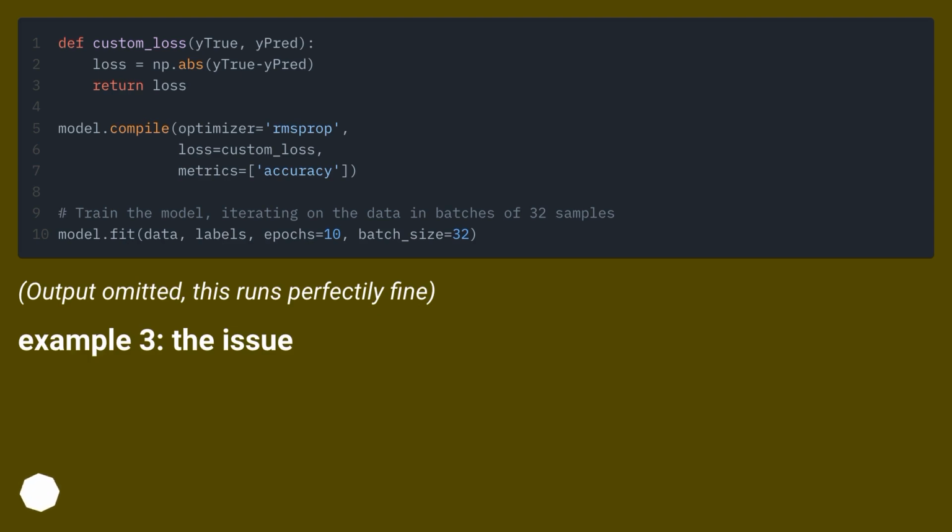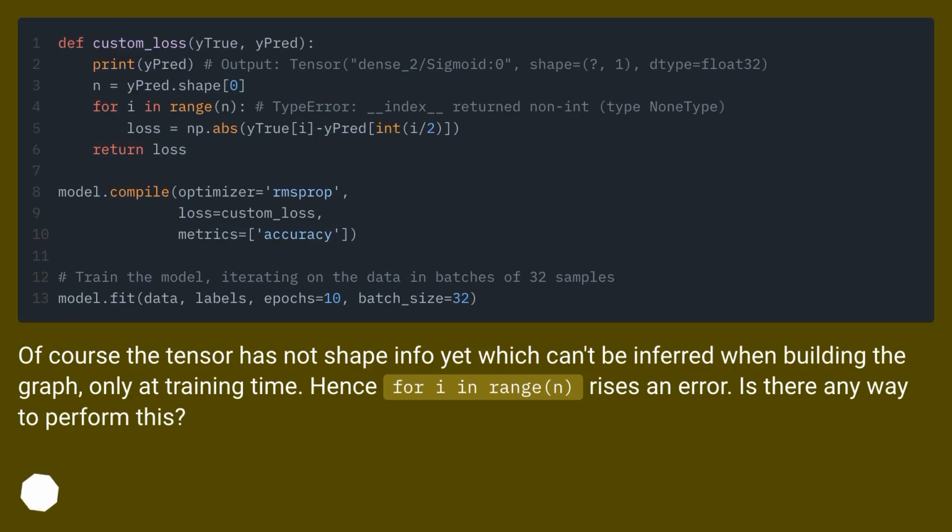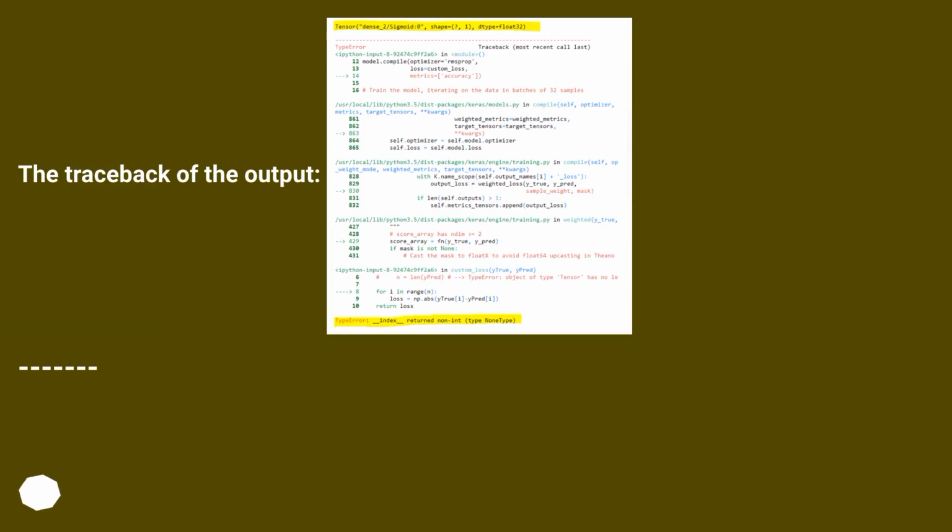Example 3. The issue. Of course the tensor has no shape info yet, which can't be inferred when building the graph, only at training time. Hence, for i in range(n) raises an error. Is there any way to perform this? The traceback of the output.